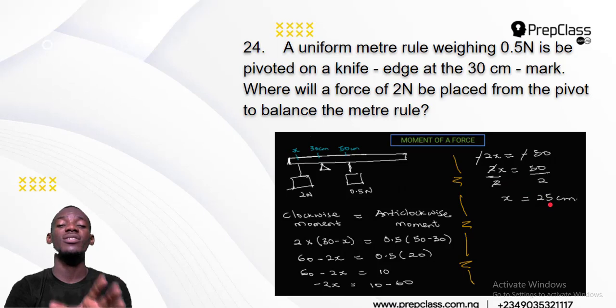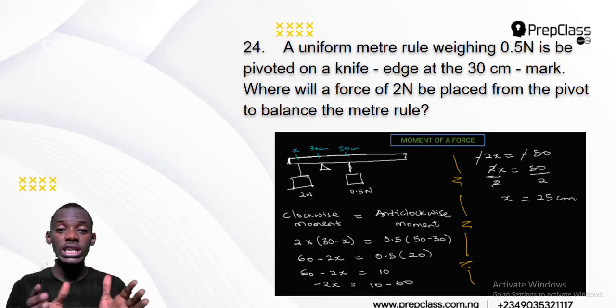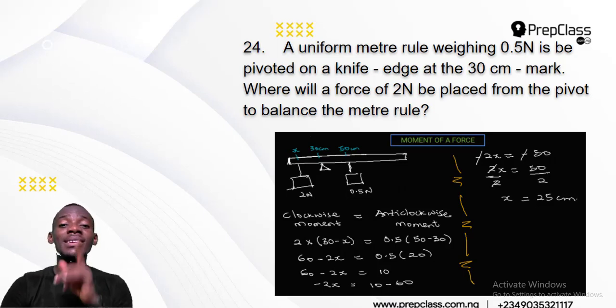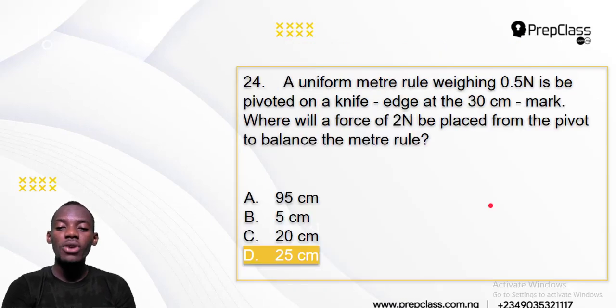And that is how you solve questions on moment. It is all about the clockwise force and distance being equal to the anti-clockwise force and distance after you finish drawing it. If you do that, you will naturally get your answer. And take that from me, you will always get the right answer. So let's check it out now. And that brings us to the answer as D, 25 centimeters.